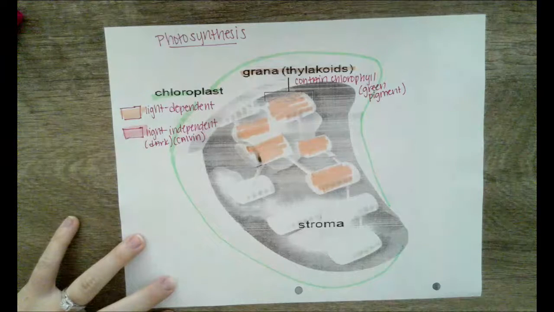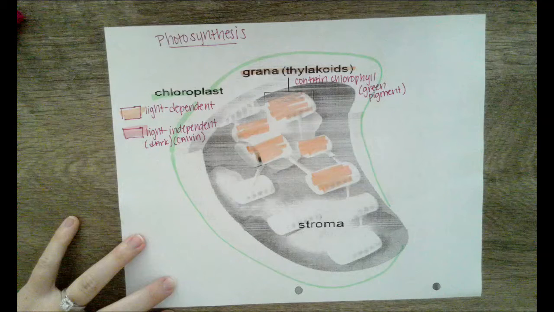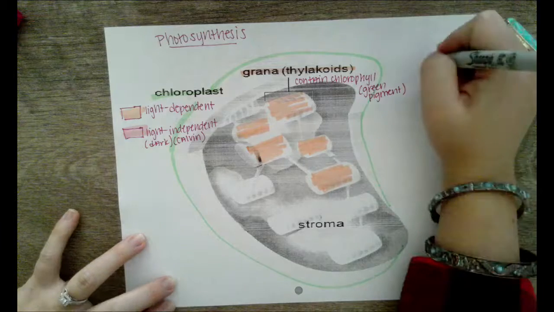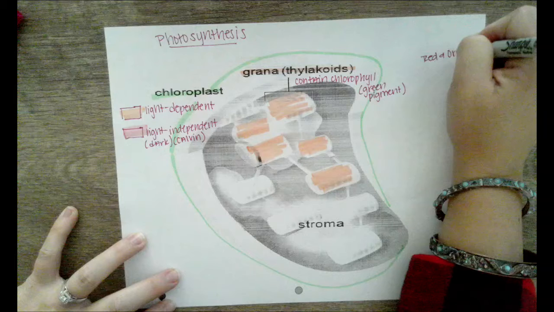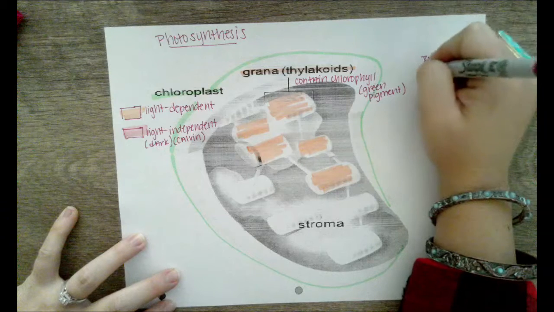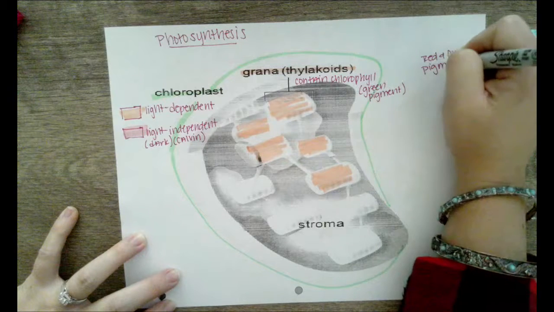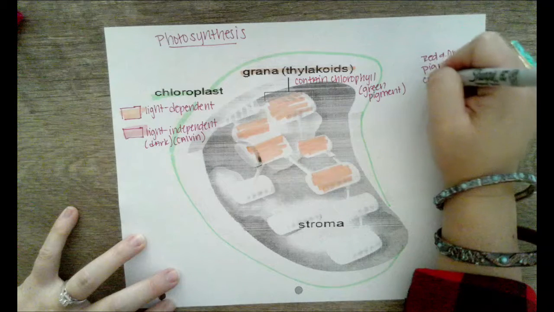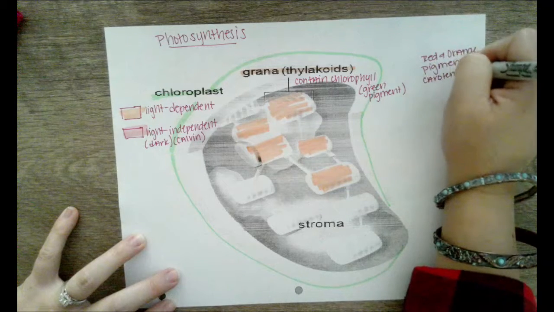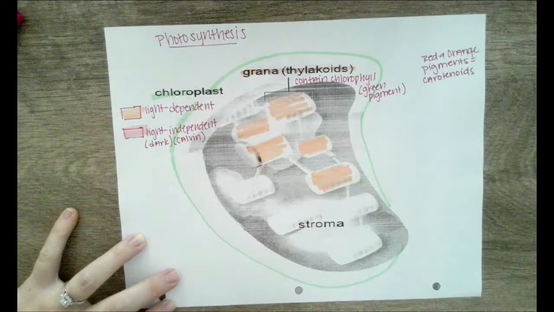There are also other pigments that you see in leaves, especially during the fall and the winter time. These red and orange pigments are called carotenoids. Just a little FYI.